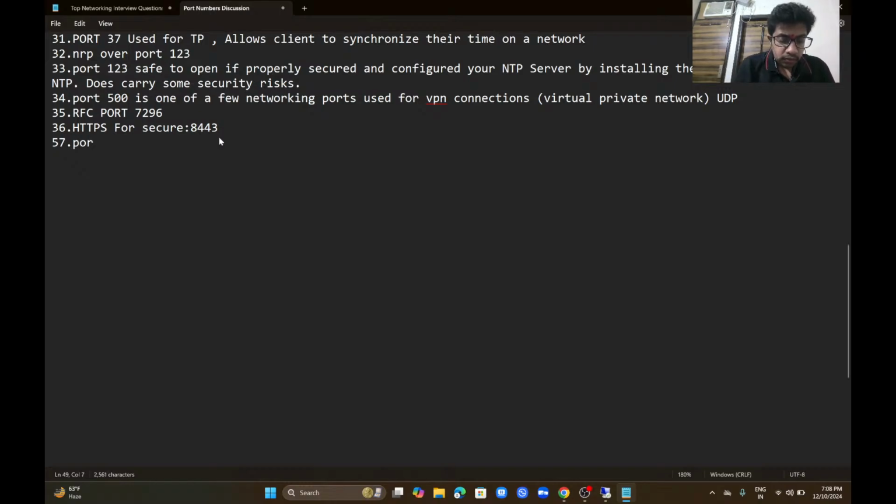And port 7, echo. Echo is the service name, and the protocol is TCP or TCP comma UDP. Okay.